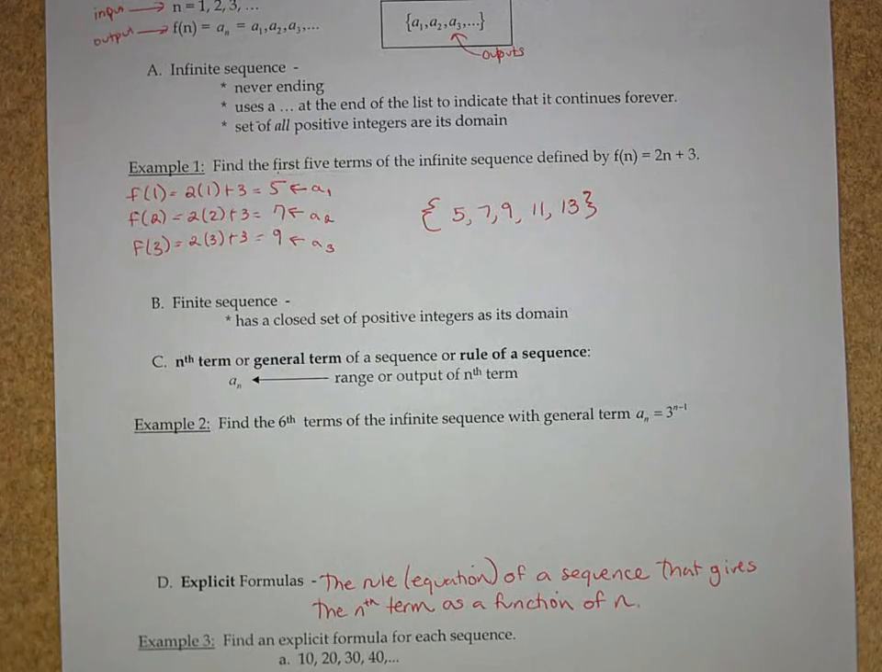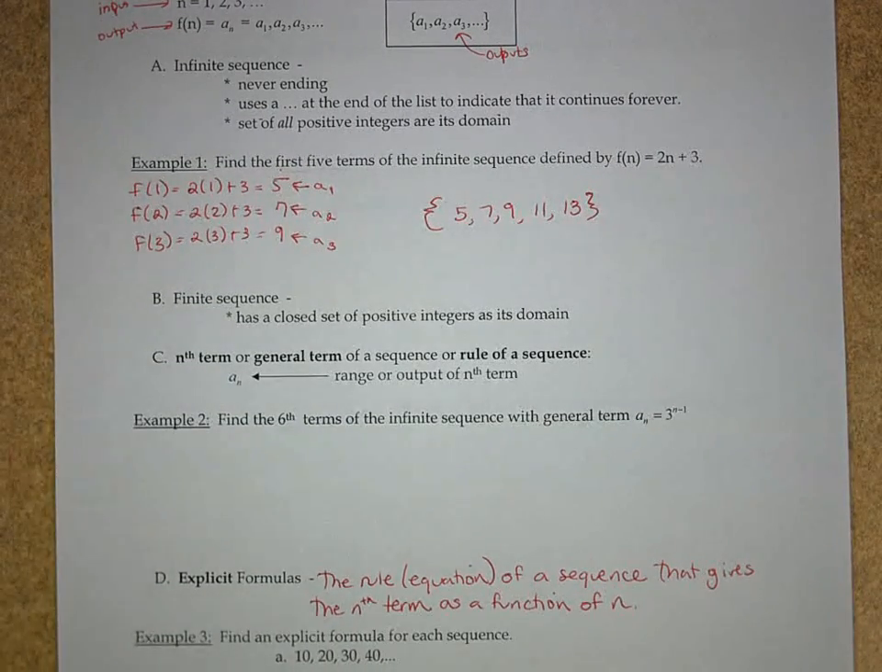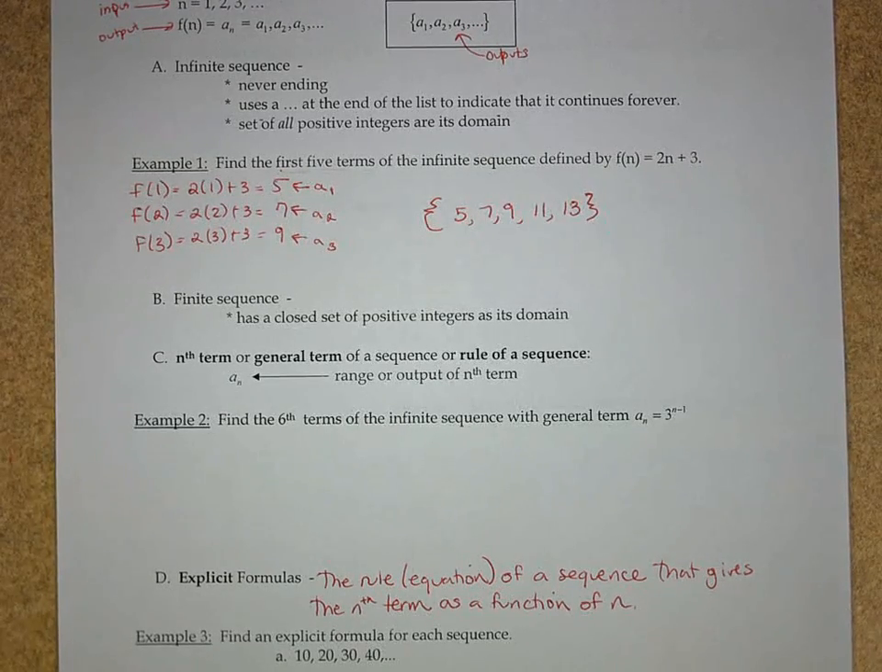A finite sequence has a closed set of positive integers as its domain. For example, it might only have n equals 1 through 10, and then my finite sequence would only have 10 terms. The nth term, or the general term of a sequence, is also called the rule of a sequence, and that's what we call a sub n.